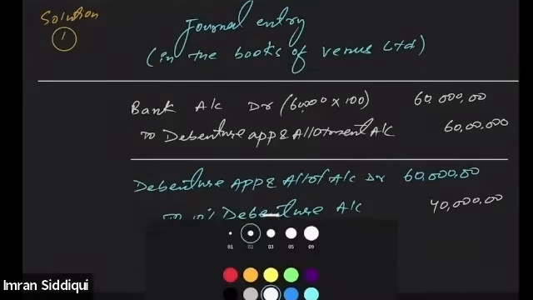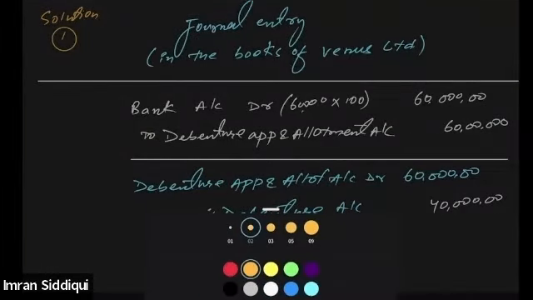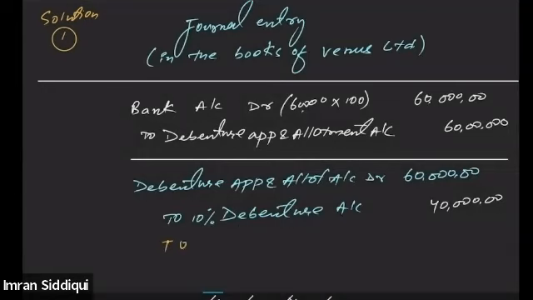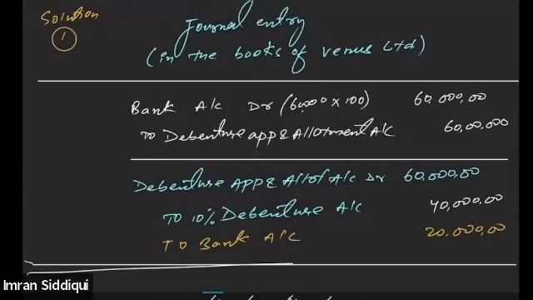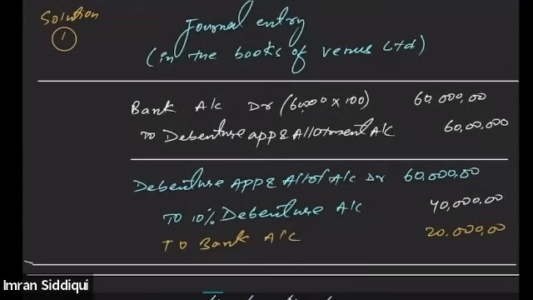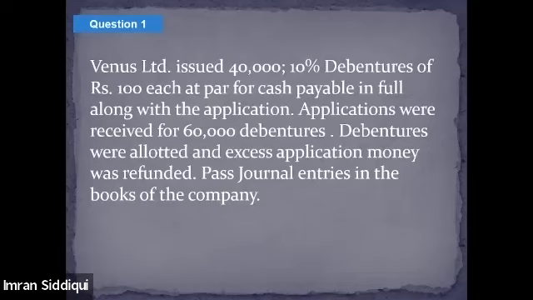Is that clear? And the excess amount will be refunded. For that, I'll write down to bank account. Excess amount of 20 lakh will be returned to the investors. Tell me if this is clear, everybody. Yes. Yes, sir. Okay. So this was question number one.